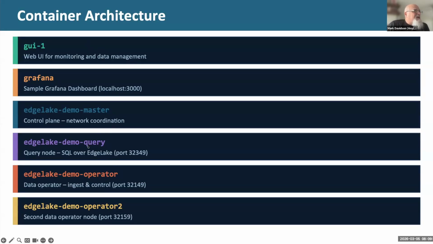It creates a query node. This is where you would send your queries when you want to query data in the platform. And it creates two data nodes that we actually call operators. So you can connect your interfaces to either one of these data nodes using the VM IP and these two ports, and it will ingest data just like a node by itself would.